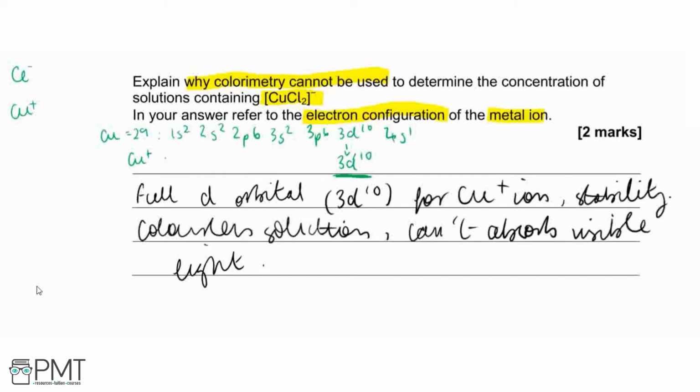And this is a 2-mark question. So there's 1 mark for mentioning the electronic configuration of that copper 1+ ion. And then there's 1 mark for making that deduction that it will be a colourless solution which can't absorb visible light or frequencies of visible light.